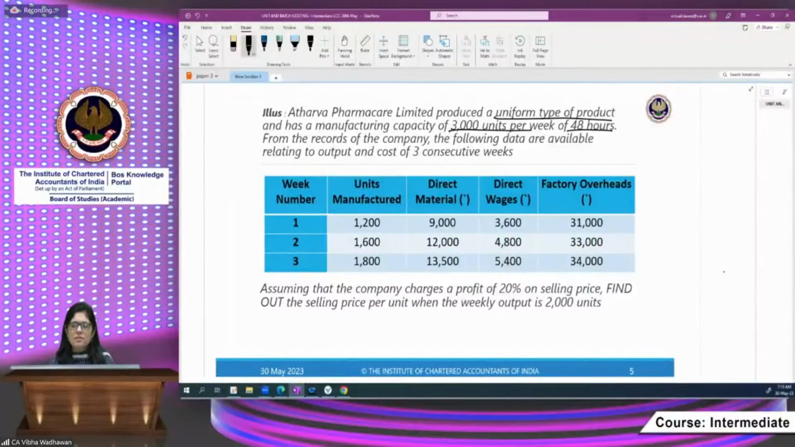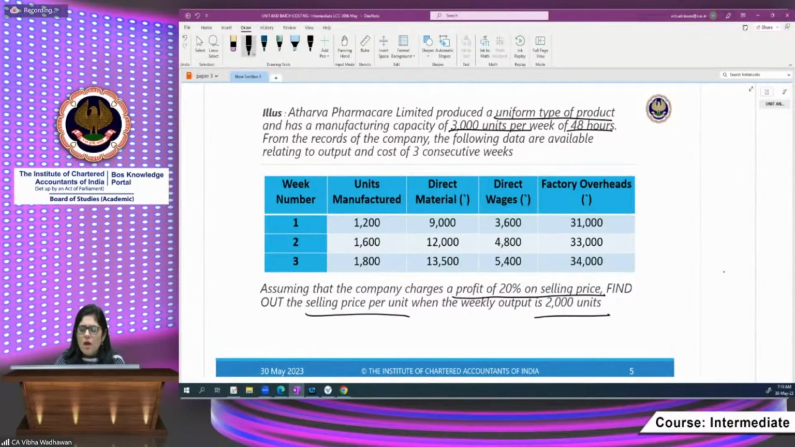On the basis of this information, we have to calculate, assuming that the company charges a profit of 20% on selling price. You should note these things. Find out the selling price per unit when the weekly output is 2,000 units. So we have the elements of cost, and we have to calculate the selling price per unit when the weekly output is 2,000 units. Clear?